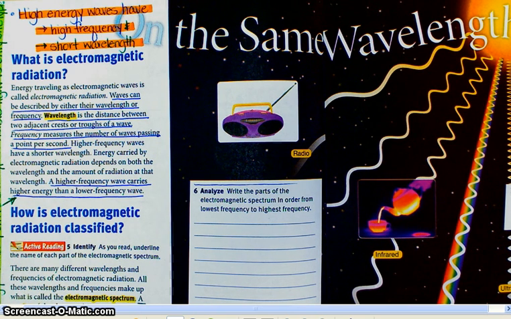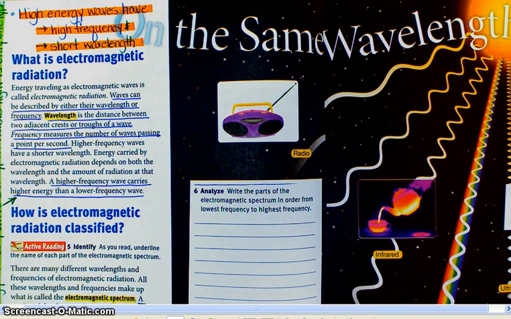We're going to talk first about electromagnetic radiation. And even though you probably have not heard the term electromagnetic radiation before, you probably have some familiarity with things that are considered electromagnetic radiation. Electromagnetic radiation is just waves that are emitted that disturb electric and magnetic fields.